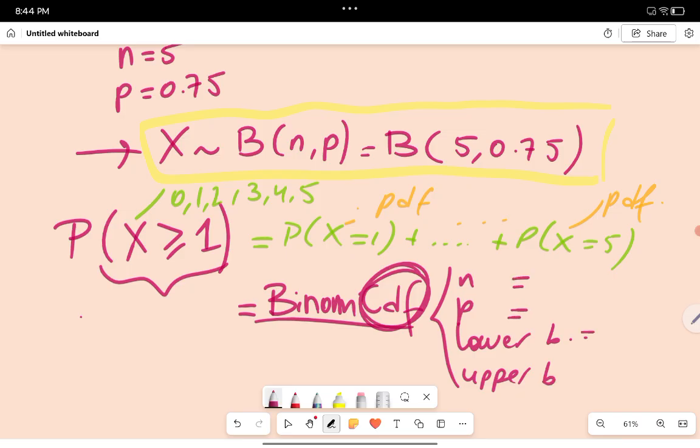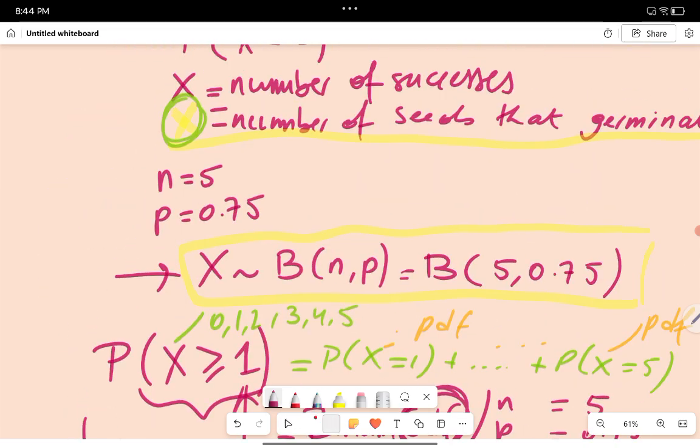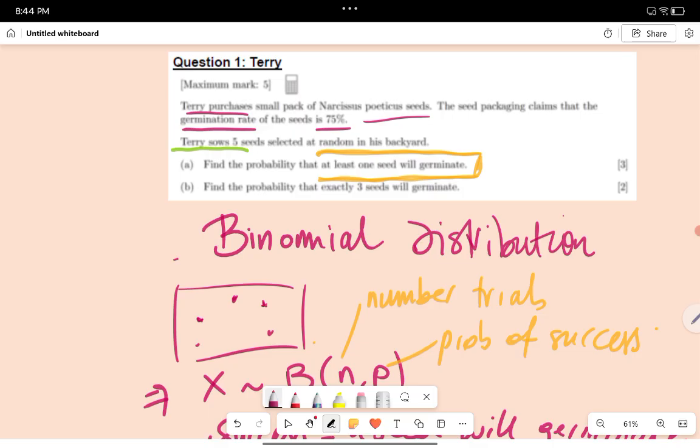So you put this in your calculator. N is 5, P is 0.75. The lower bound is 1, and the upper bound is 5. And then you put this in your calculator and then a value comes out. I don't have the answer right now, but this is what you're supposed to do. And this is the answer to question A.